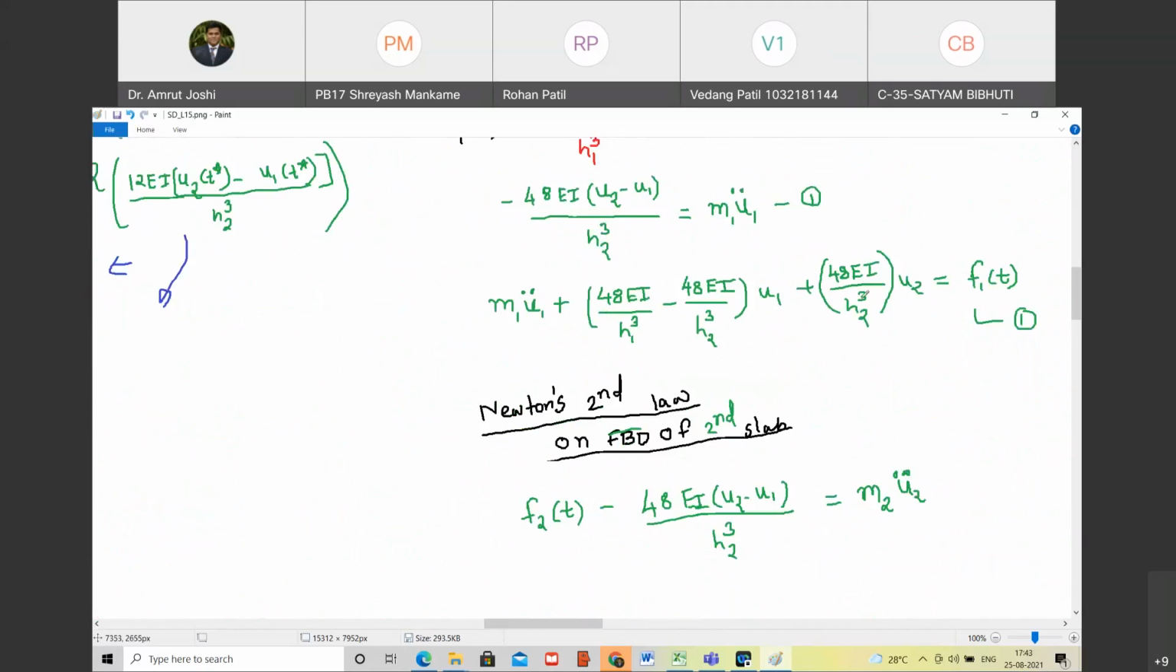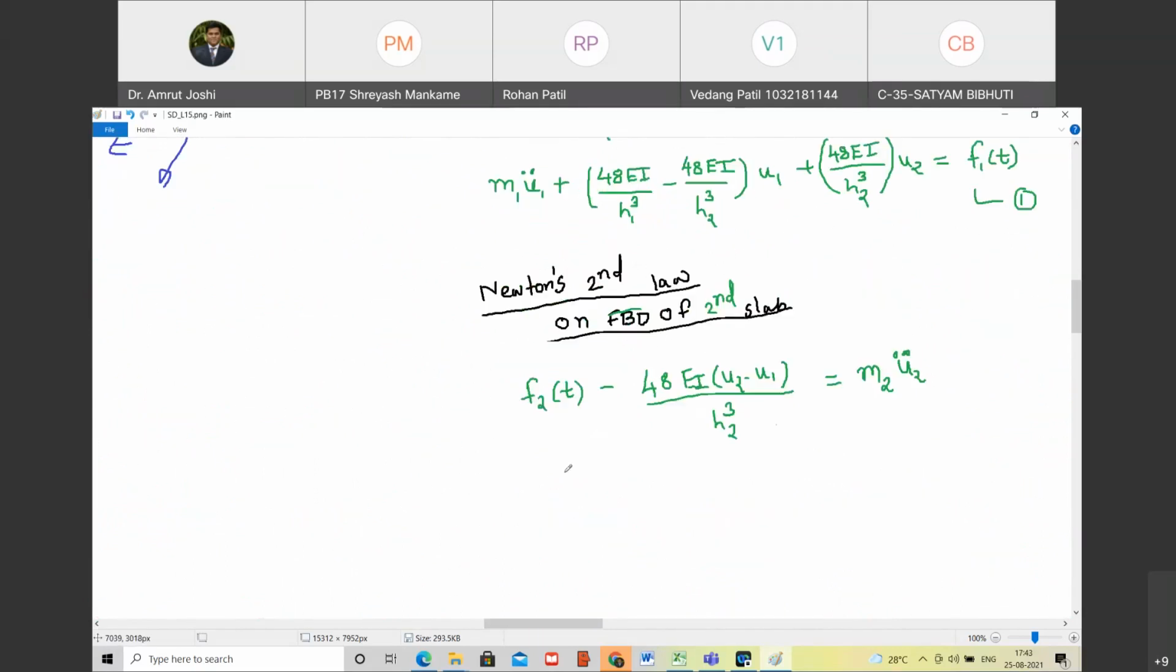Okay. Now we are going to do the same thing. I am going to keep M2 U2 double dot on one side. Happy? Yes, sir. What are the terms that are involved in U1 and U2? Those will go on the other side.